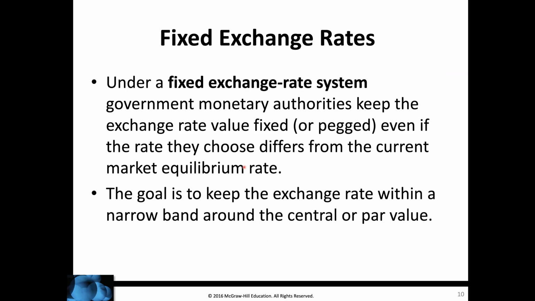With a fixed exchange rate system, the government monetary authorities keep the exchange rate value fixed, or you'll often hear it pegged, even if the rate they choose differs from the current market equilibrium rate. So this is an artificial rate that is fixed by the government that is outside of the actual equilibrium rate. So the goal with the fixed exchange rate is to keep the exchange rate within a narrow band around the central or par value for the currency.